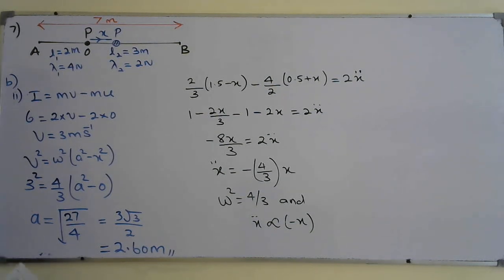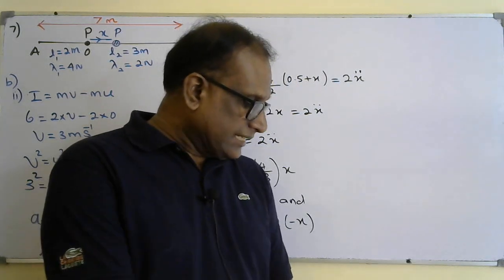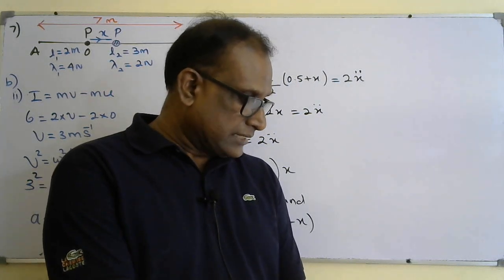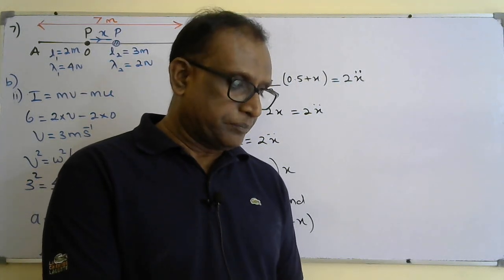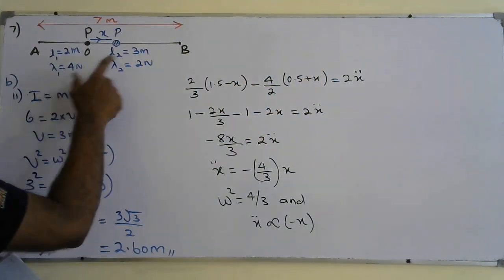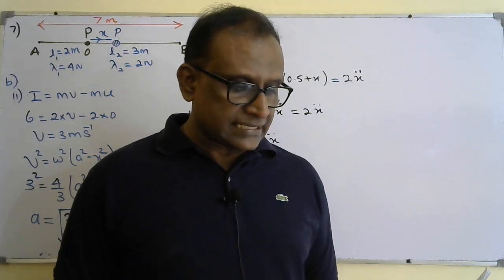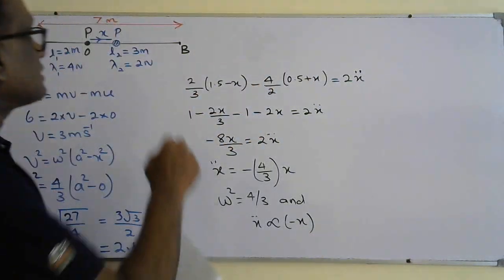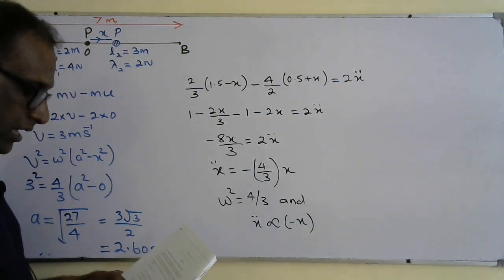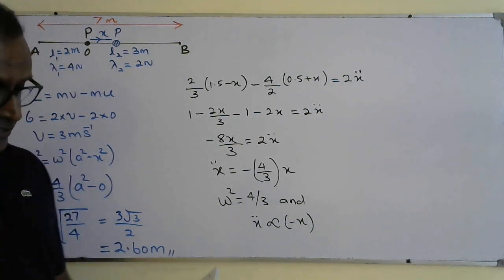Okay, so that's the B part, second part. Now C part, find the speed of P as it passes. There's a statement: the point C lies on OB. As P passes through C, the string attached to B, the right string, becomes slack. Find the speed of P as it passes through C.